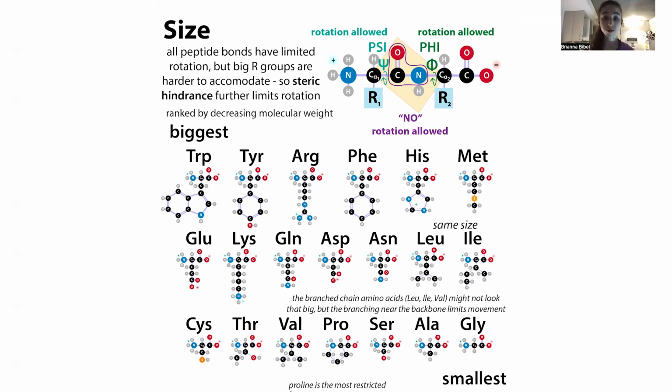Contrast this, however, with proline, which is the most restricted because it has its backbone kind of twisting back onto itself and hooking up with its backbone like that.